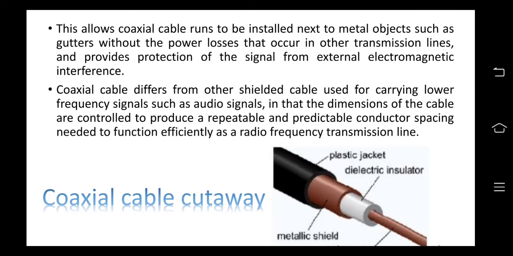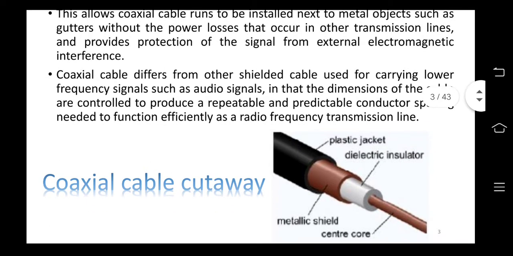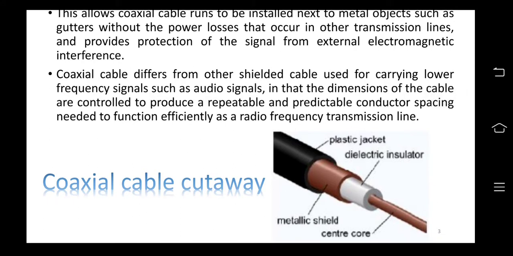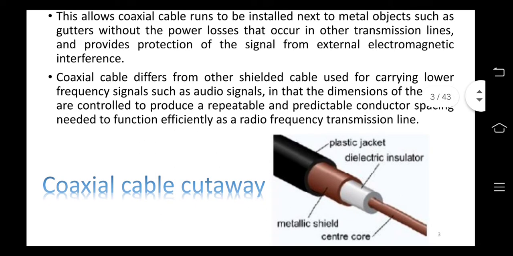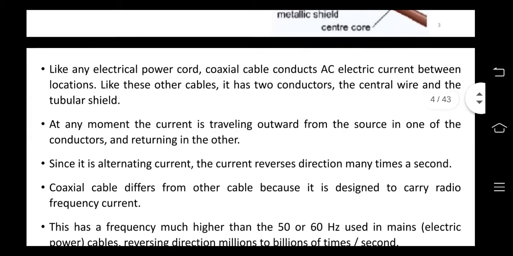The outer plastic jacket covers the inner conductors. So there are two copper conductors, the inner center core and the metallic shield outside that. These are the two conductors, and in between them we have a dielectric material that acts as an insulator. So this is the general construction, or parts present within a coaxial cable.